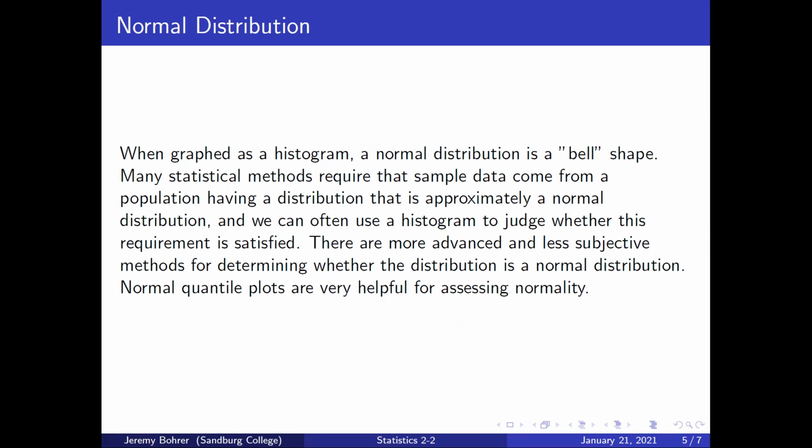When graphed as a histogram, a normal distribution is a bell shape. Many statistical methods require that sample data come from a population having a distribution that is approximately a normal distribution. And we can often use a histogram to judge whether this requirement is satisfied. There are more advanced and less subjective methods for determining whether the distribution is a normal distribution. Normal quantile plots are very helpful for assessing normality. We'll talk about normal quantile plots later.